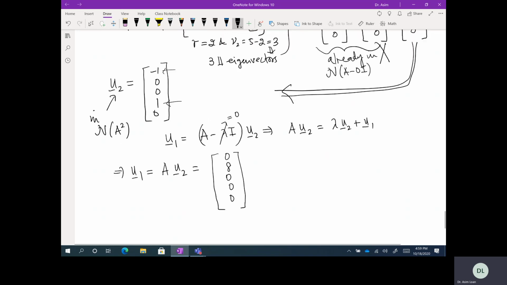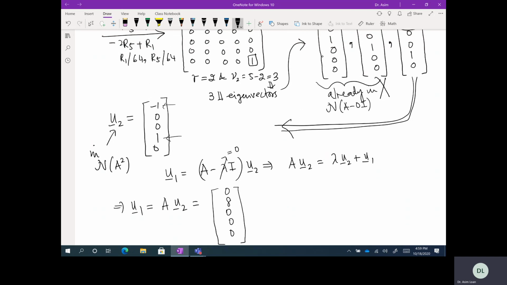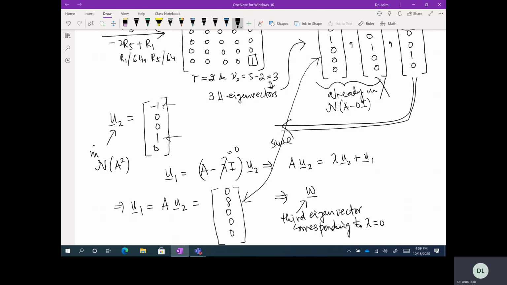But this vector is the same as this vector. It's only the same. So this implies the third vector, the third eigenvector corresponding to lambda equals 0, is simply 0, 0, 1, 0, 0. Okay, this one.